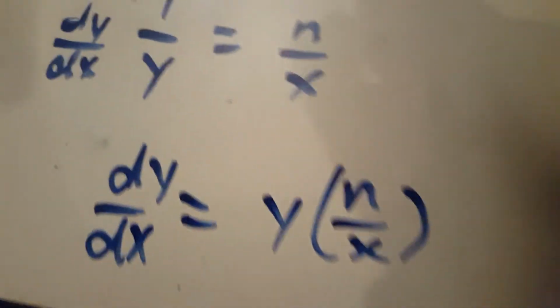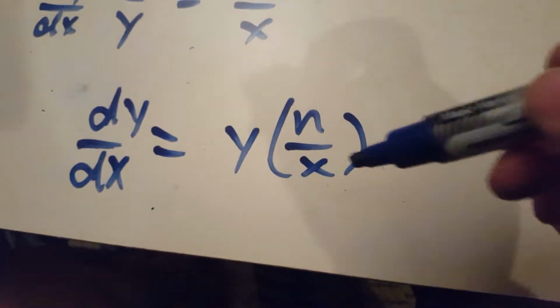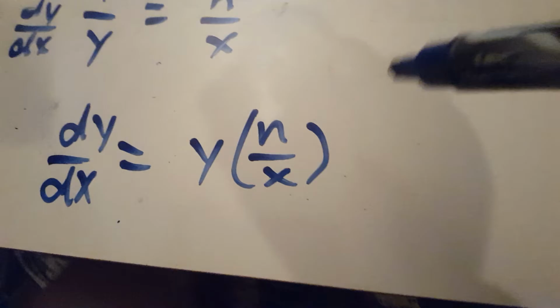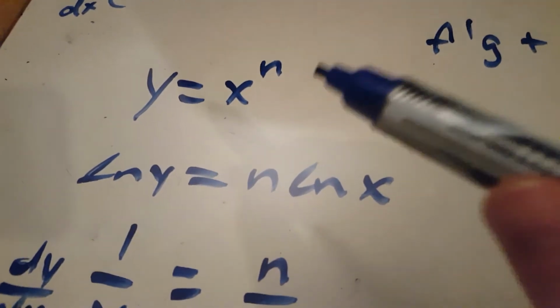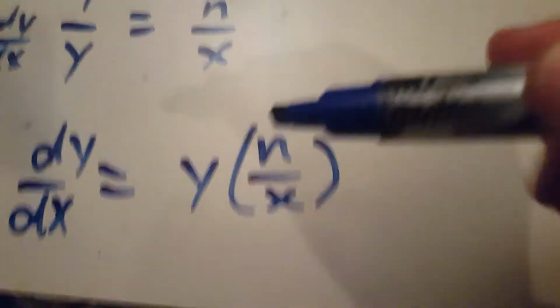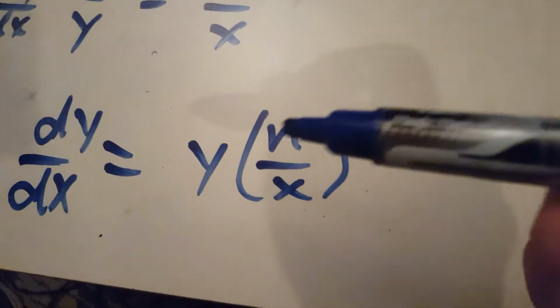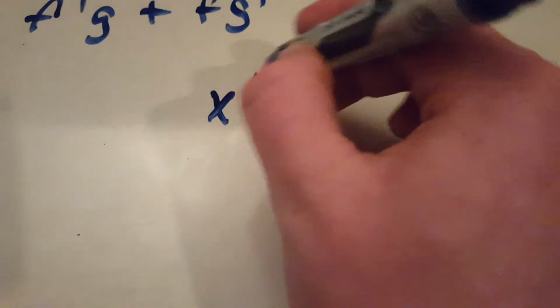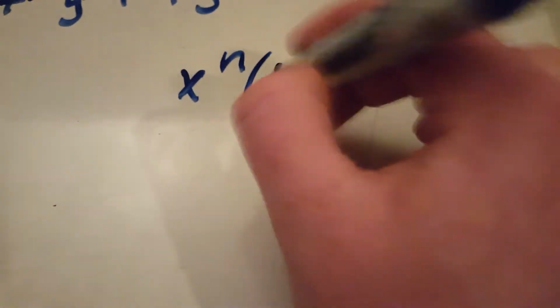But because we're in calc, we have to have this in terms of one variable. So remember at the beginning of the problem, we had that original function. We have what y is equal to. This is just like substitution in algebra. We started with what y was equal to, so let's just replace that. So now we write x to the n power times n over x.